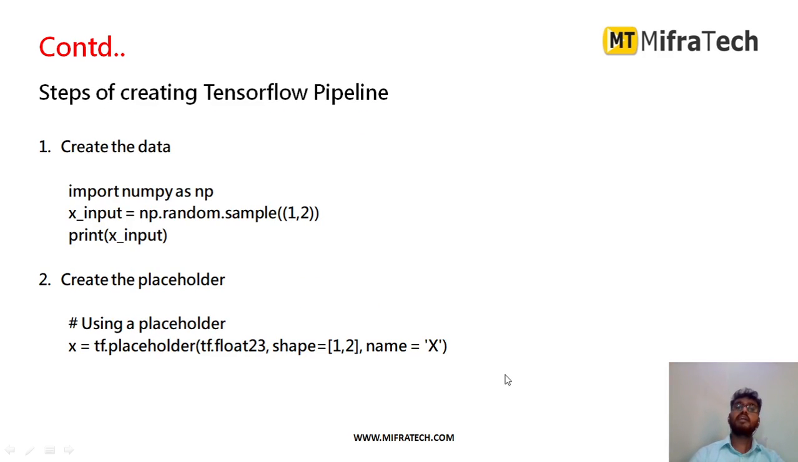So, steps of creating a TensorFlow pipeline. We can also create a pipeline in TensorFlow, so let's see how to do that. First we have to create the data, like import numpy as np. Here we created random input data using np.random.sample. Then we have to create a placeholder using the command tf.placeholder. For that we take tf.float as the parameter. We have to mention the shape, and we can give the name also.